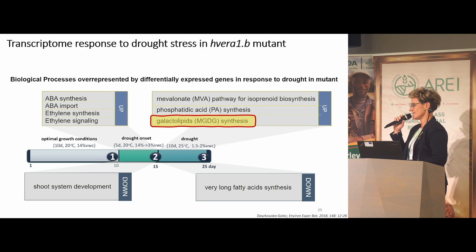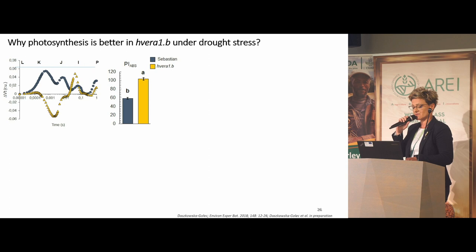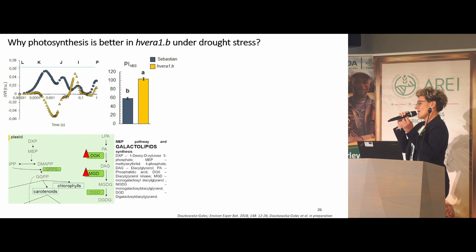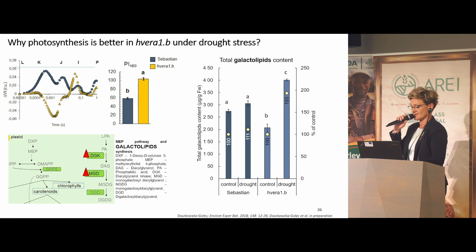So putting these puzzles together, better photosynthesis, the higher expression of genes annotated as galactolipids, we wanted to check if galactolipid content is increased in the mutant, and it was. It was twice as high when comparing the mutant in control condition and after drought stress. But what you notice for sure, the level of galactolipids in the control condition was lower than in the wild type. So for that question, I don't know the answer yet, but hopefully I will soon.